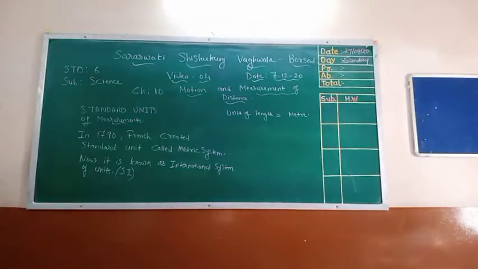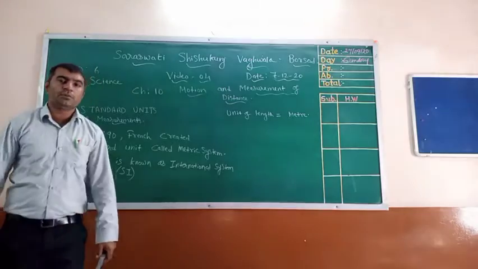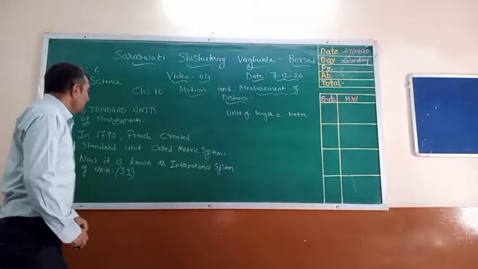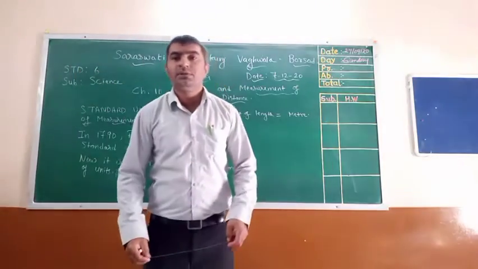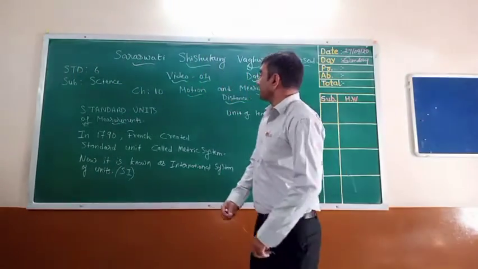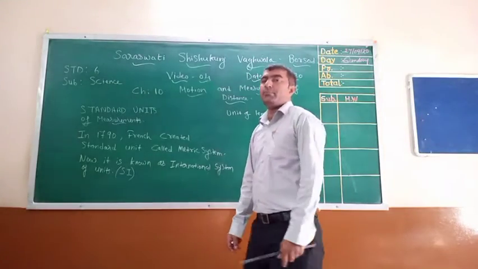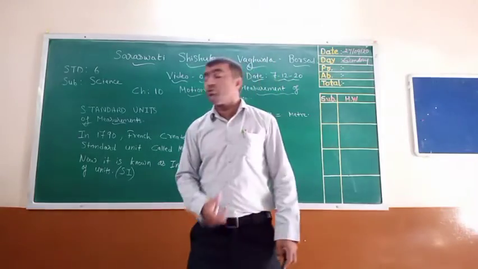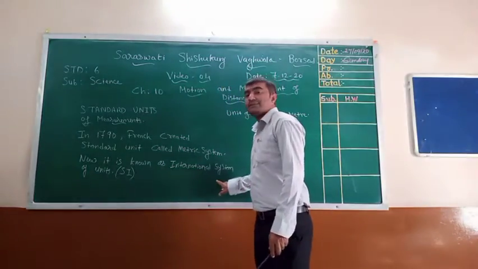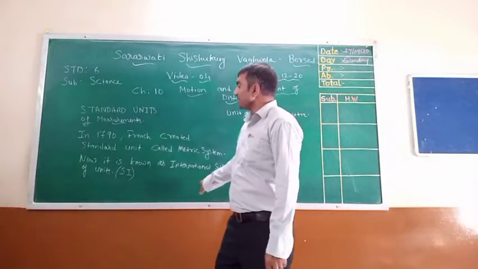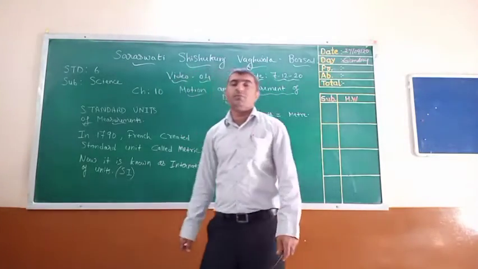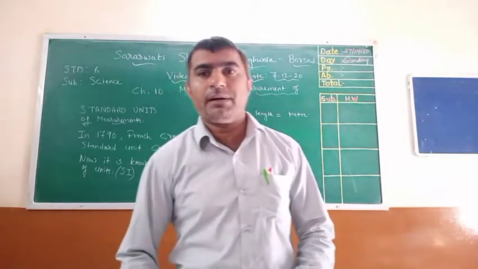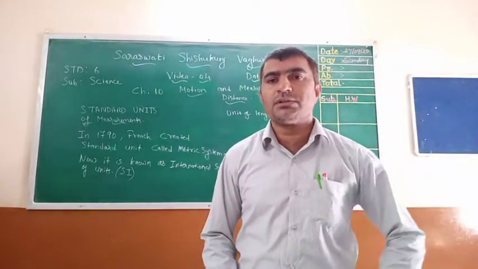See, we have seen the devices or body parts which were used in ancient time. Now we will see standard units of measurement. In 1790, the French created a metric system, which is used for measurement, and nowadays it is known as the international system. The short form is SI. France created the metric system in 1790. Nowadays it is known as the international system, SI.